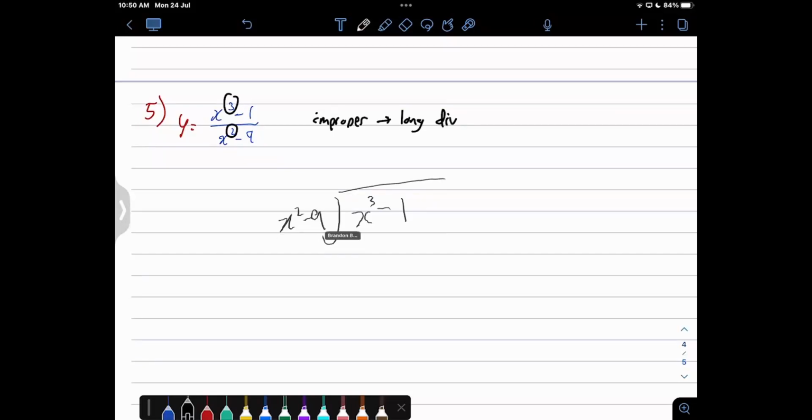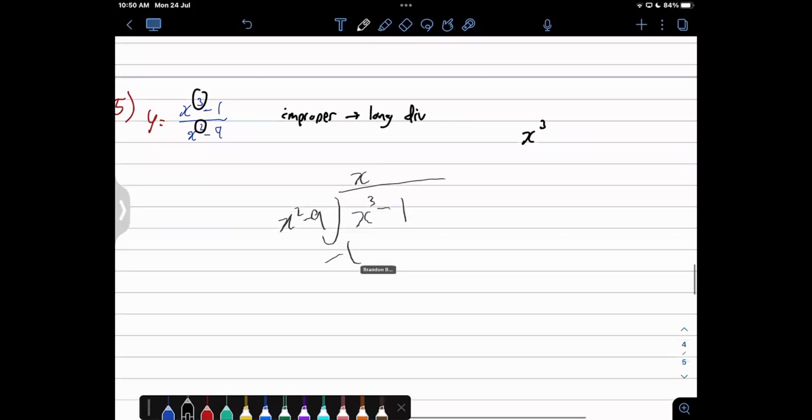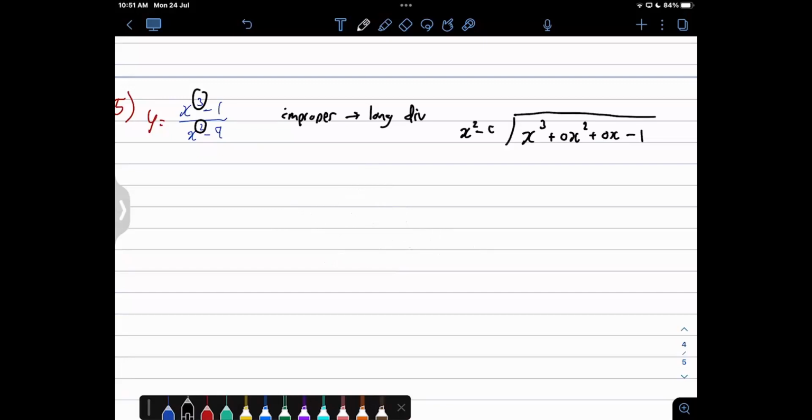Long division. So let's write that down. x cubed, I like to write down the blank spaces, 0x squared, 0x, then minus 1. Then after that, x squared minus 9. I make sure my highest power is on the left side. So x cubed divided by x squared, what do you get? Positive x. You get x cubed minus 9x. I like to write it in the correct column, so it's easier on my brain.